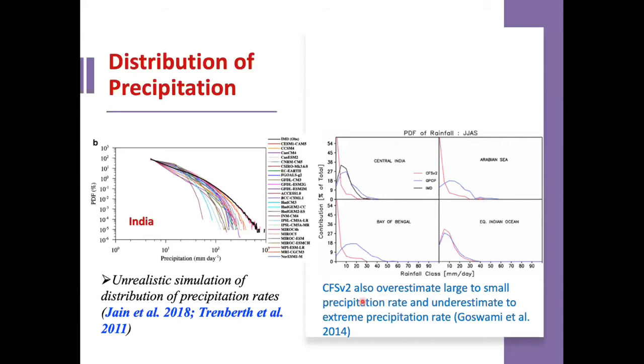This is a figure from a 2014 paper on CFSV2. What they show is for various regions, how the model does in terms of distributions compared to observations. We can see that for most of the regions, Central India, Arabian Sea, Bay of Bengal, there are problems everywhere. And then Equatorial Indian Ocean, it does reasonably well.